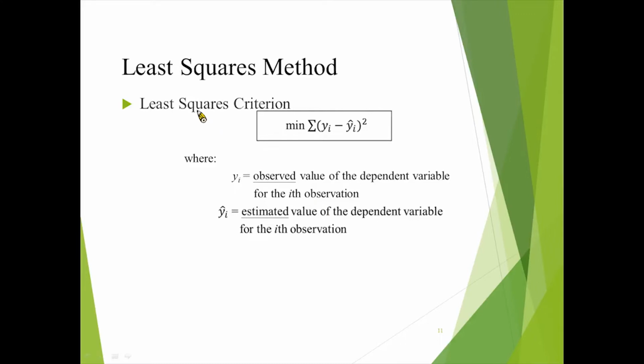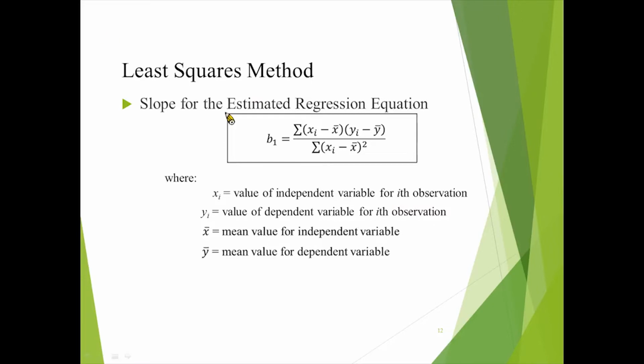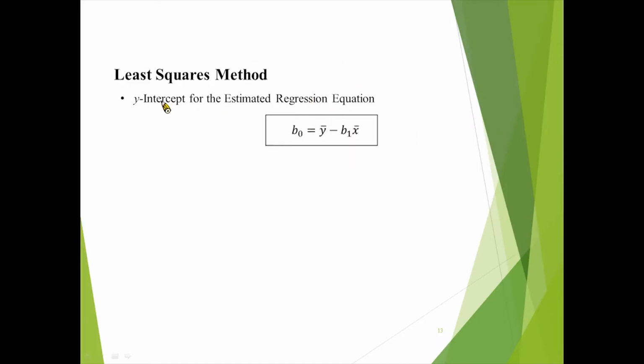And this is the least square method. Here y-hat is the estimated value of the dependent variable, and y1 is the observed value. This is the slope for the estimated regression equation. You just need to know the formula, because in SPSS you can calculate these numbers. And this is the y-intercept.